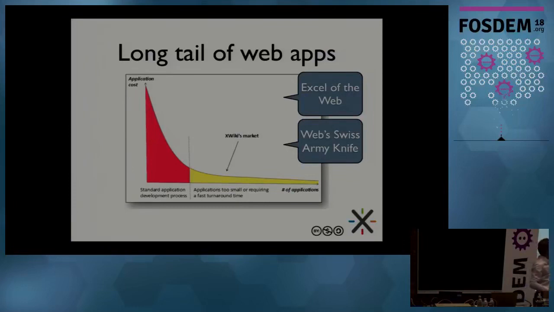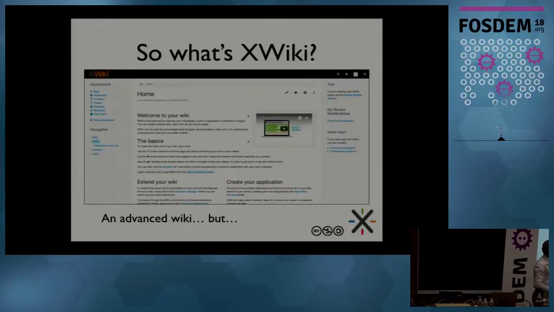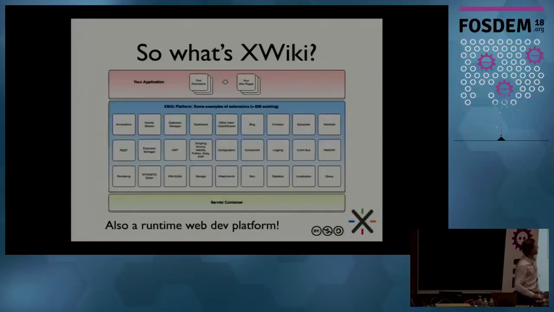And this was typically addressed with Excel, for example, which is a good tool for creating some small things with macros, but not so great for the web. So XWiki is one of the solutions to try to address this. So what is XWiki? It's a wiki. You probably all know what a wiki is. It's a place where you can edit content very quickly, add content, etc. XWiki is an advanced wiki, but that's not really the focus here.